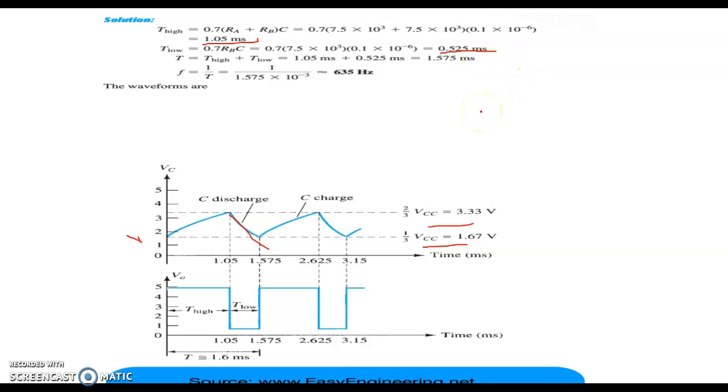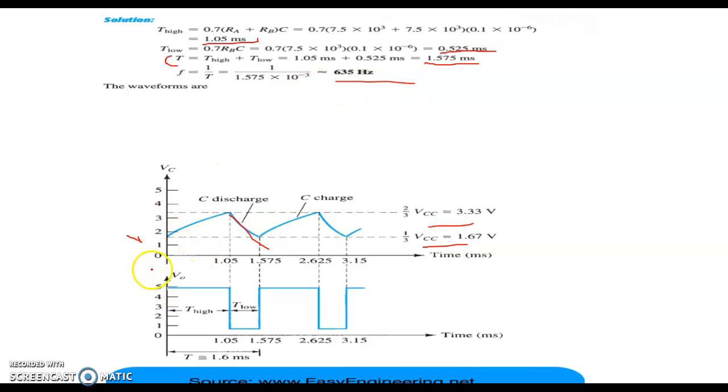The overall time period of this waveform is T equal to T high plus T low equal to 1.05 plus 0.525, and the overall time period is 1.575 millisecond. We then calculate the frequency by applying f equal to 1 by T and get the frequency approximately equal to 635 hertz.